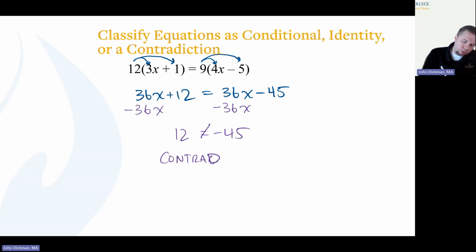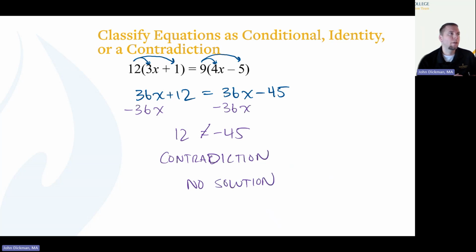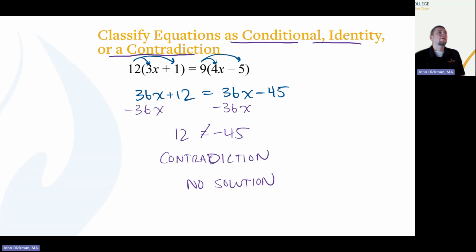There's actually no solution to this equation. There is not a number that would make this equation true, ever. So it's a contradiction. And you can see the heading changed, and we have these three words that aren't really all that important when it comes to the life of a mathematician. But it's important to understand what they mean.